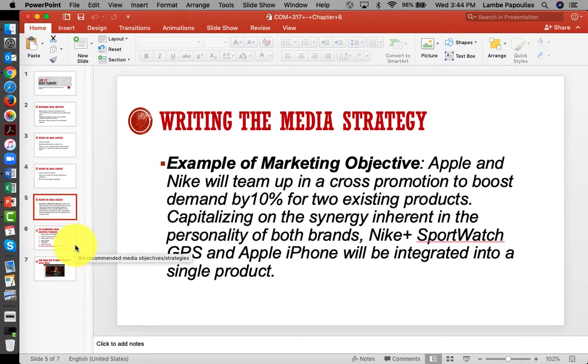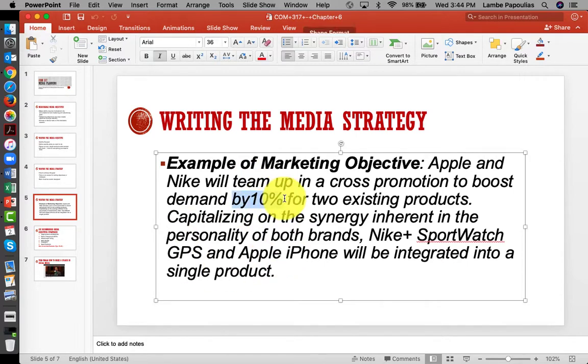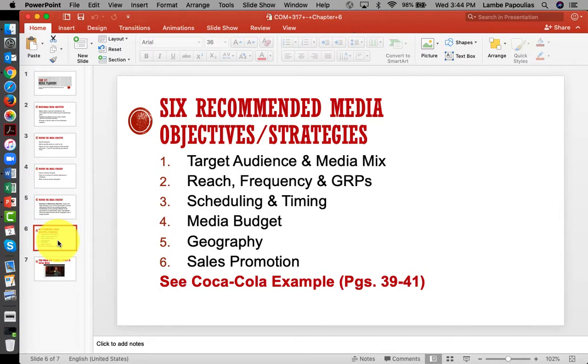Here's an example of a marketing objective. Apple and Nike will team up in a cross promotion to boost demand by 10% for 2 existing products. Capitalizing on the synergy inherent in the personality of both brands, Nike Plus Sport Watch, GPS, and Apple iPhone will be integrated into a single product. So this gives you an idea of what exactly it is you're trying to do, and it is measurable because you can see it's a 10% increase.